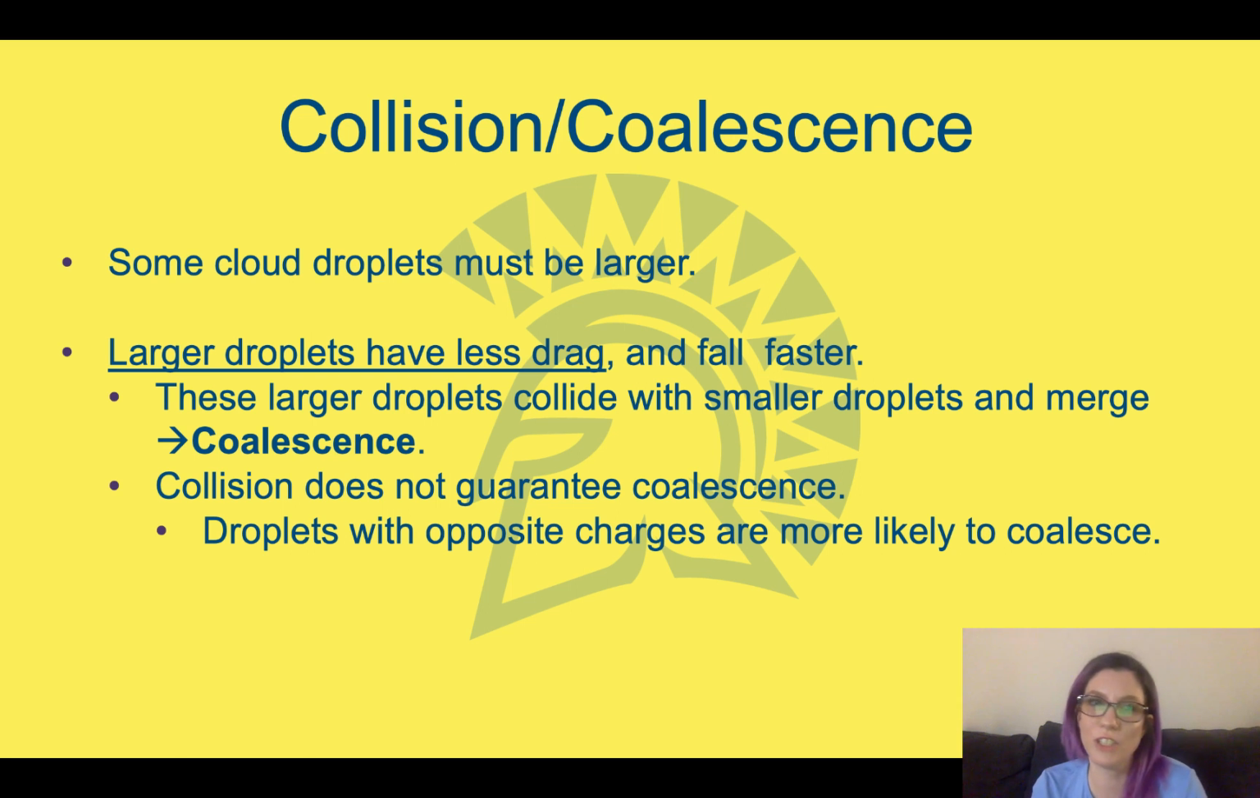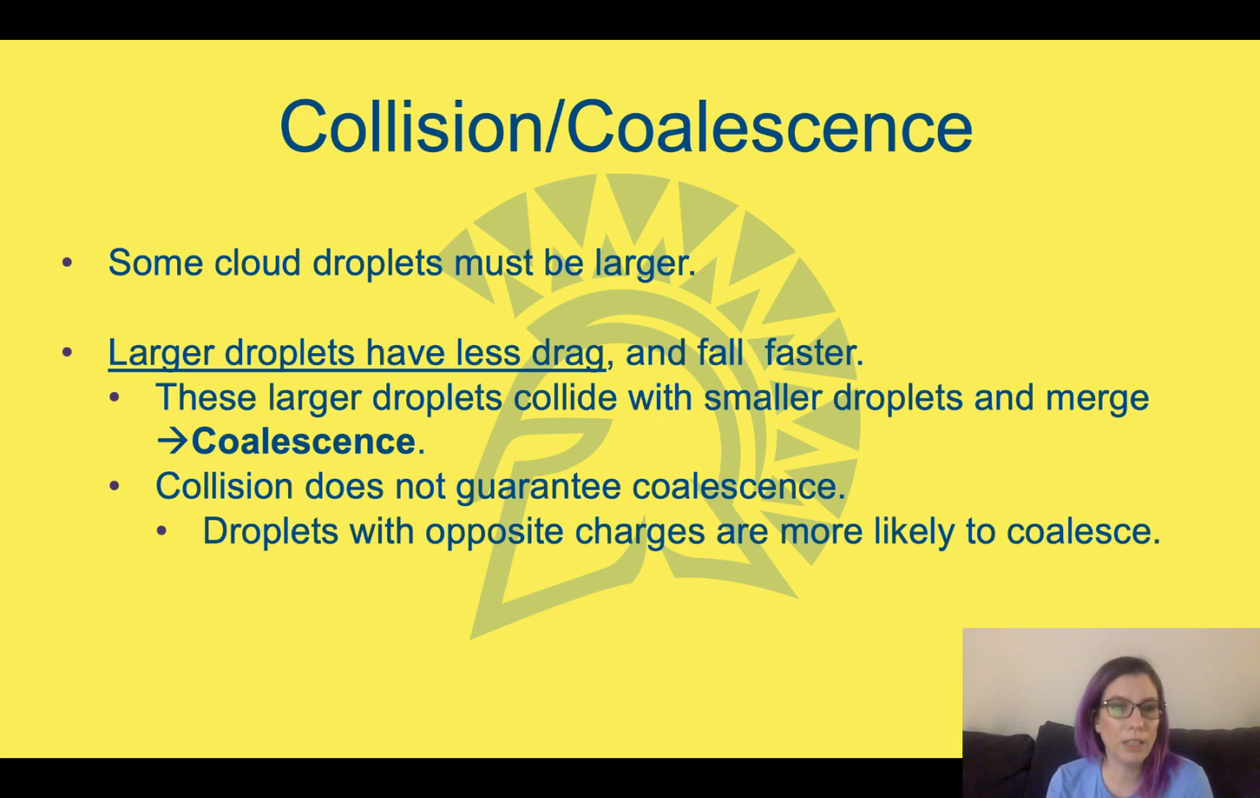So first we'll go over collision and coalescence. Remember, some cloud droplets must be larger than others. They're not all going to be exactly the same size. Certain materials are going to be hygroscopic and attract water vapor, and some are just larger than others. Larger droplets will have less drag and fall faster. So these larger droplets collide with smaller droplets and merge. That's the process of coalescence.